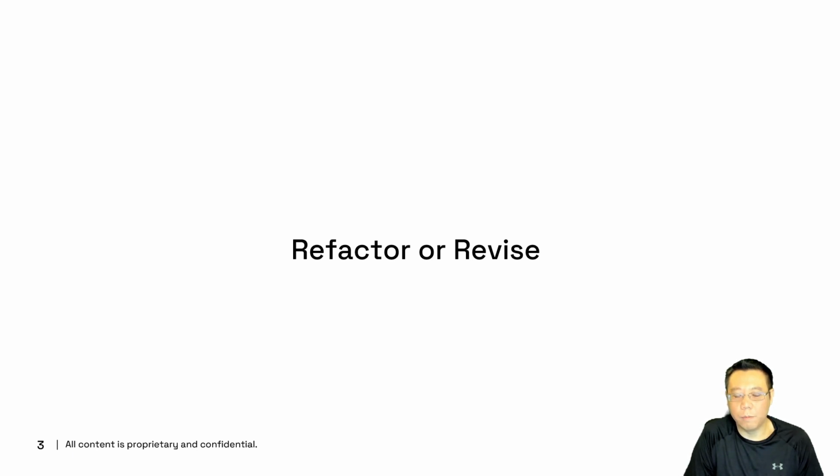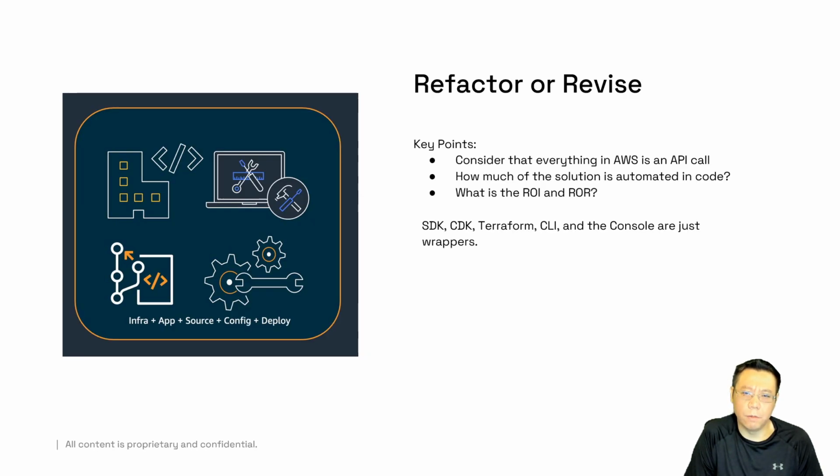So, the biggest question in most DevOps professional environments is: when do we refactor or when do we revise? Well, that's a great question. Let's move ahead. Some key points to consider when to refactor, revise, or tinker. When you consider everything in AWS as an API call, such as CDK, SDK, or CLI, then you can really think about: is it all in AWS? Is it multi-cloud? Can I automate everything utilizing the tools and the skill sets I've learned in this course? How much of the solution is automated in code? And what is the return on investment and the rate of return on investment?